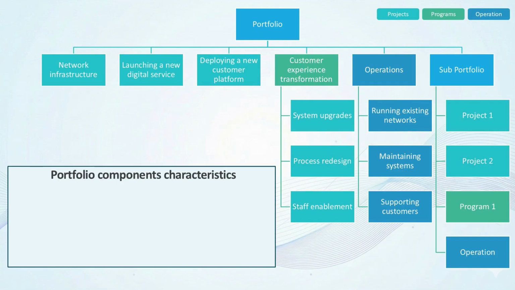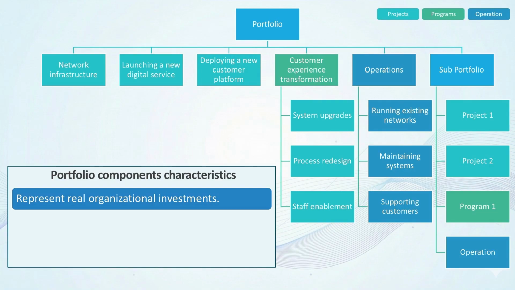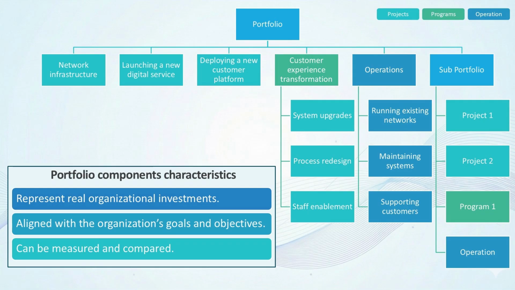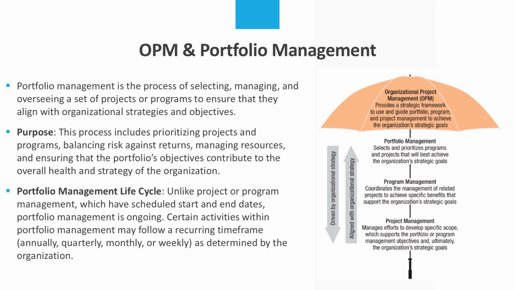With that understanding, we can now look more closely at portfolio components' characteristics. At a high level, all portfolio components share a few key characteristics. First, they represent real organizational investments, either planned or already in progress. Second, they must be aligned with the organization's goals and objectives. If there's no alignment, they don't belong in the portfolio. And finally, they can be measured and compared, because they all compete for the same limited organizational resources, as discussed in the previous lesson.